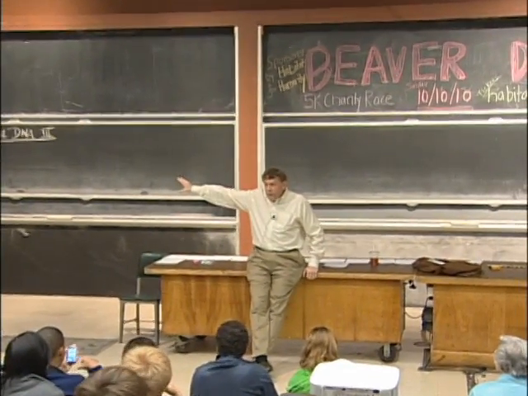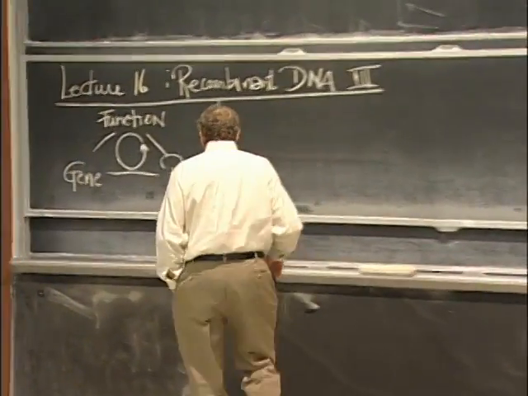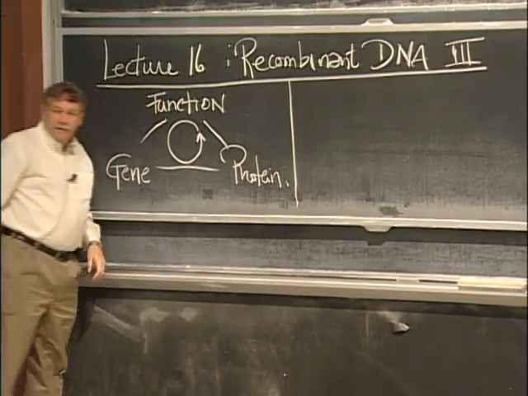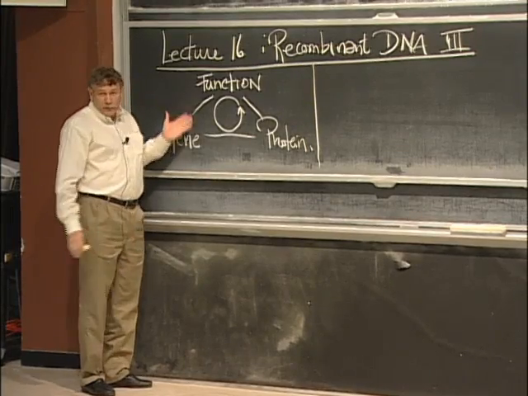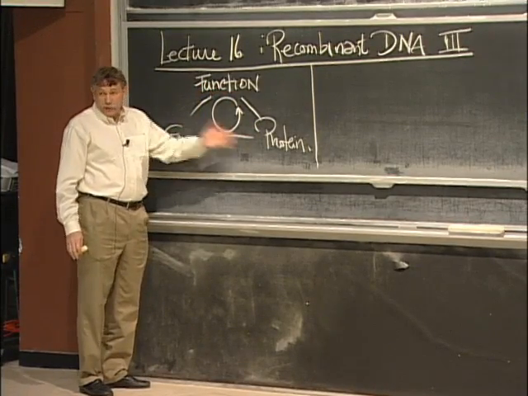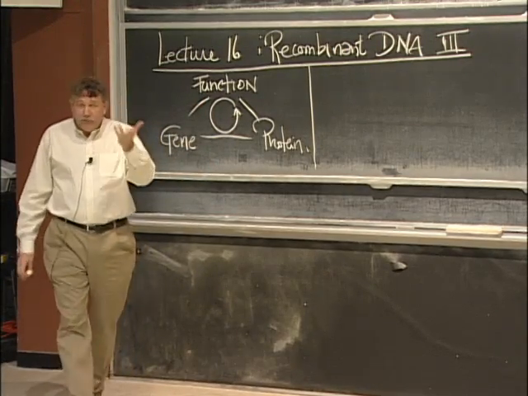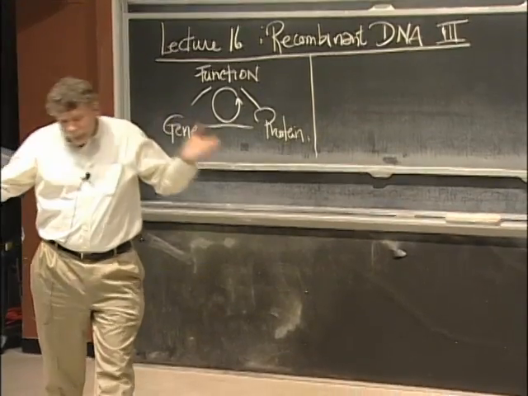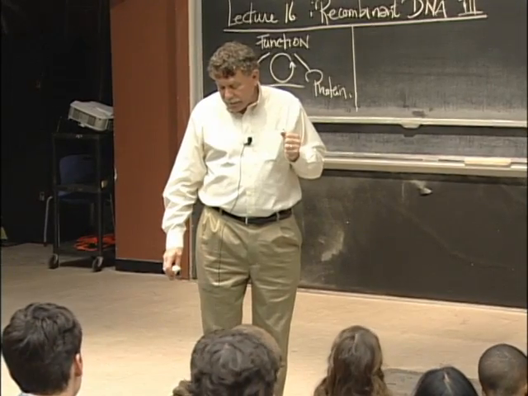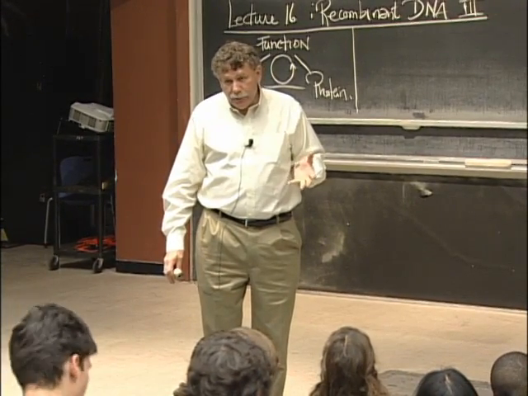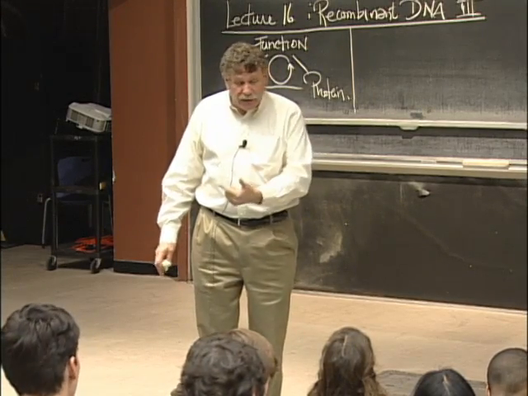So we've been talking about recombinant DNA, and really what it does to our picture here, function, gene, protein, is for the first time take something that's a theoretical relationship and make it operational. Being able to go from a function, like the ability to make your own arginine, to a specific gene, to a specific protein, and to be able to connect those up.